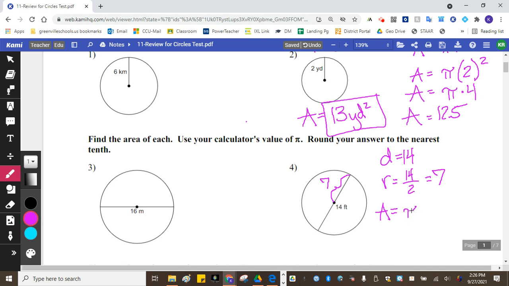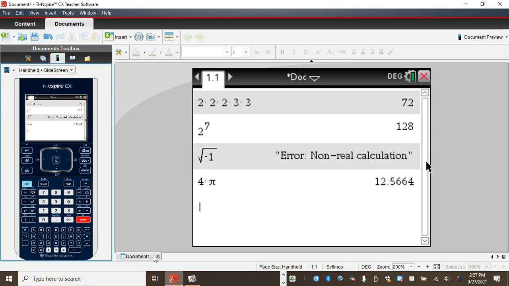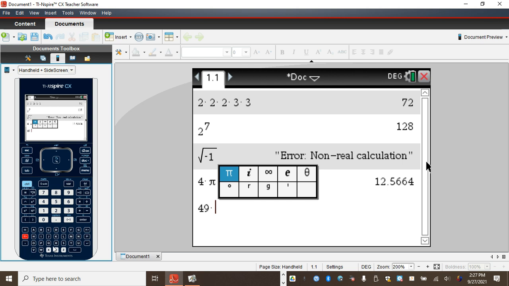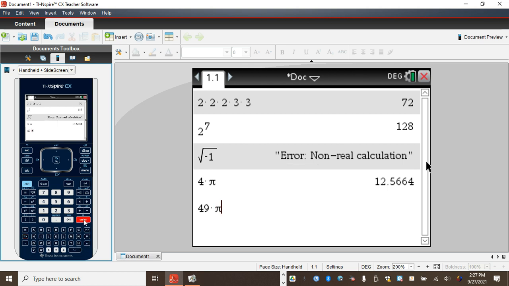Area equals pi r squared. And plug that into the calculator. 49 times pi. The pi button is down in the letters. You need to know that. And that one I'm rounding to the nearest tenth. The directions say the nearest tenth. So that's the one after the decimal place.